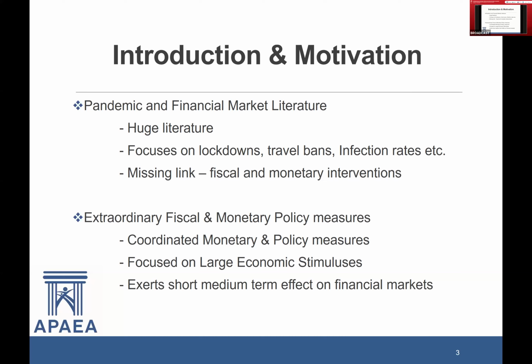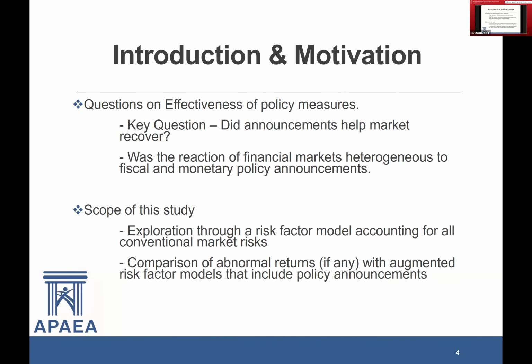Now, in the whole literature, this is what we have noticed has been missing to a great extent. A couple of questions. We have seen phenomenal and record-breaking economic stimuluses. We have witnessed monetary actions by policymakers all over the world like never seen before. A key question that is left hanging is how effective are these policy measures? Did these announcements help the financial markets recover?